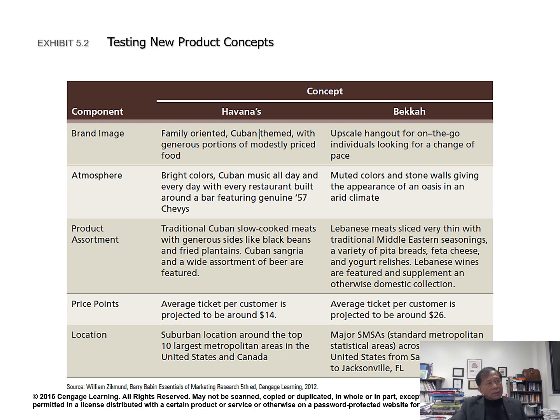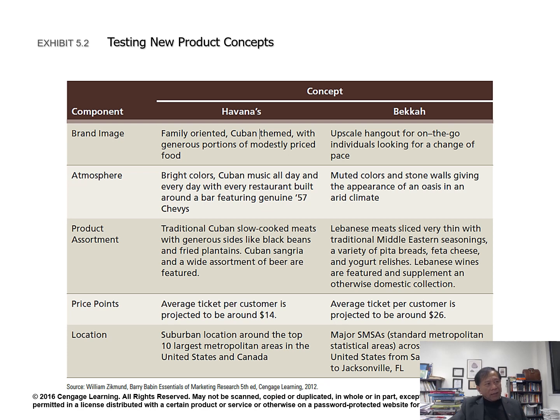This chart shows two concepts for a restaurant. If you want to set up a new restaurant, here you have some basic concepts and ideas about the restaurants. You can call them Havanas and Becca. The branding here is for Havanas restaurant: family-oriented, Cuban-themed, with generous portions of modestly priced food, middle to low level. Becca is the upscale hangout for on-the-go individuals looking for a change of pace.